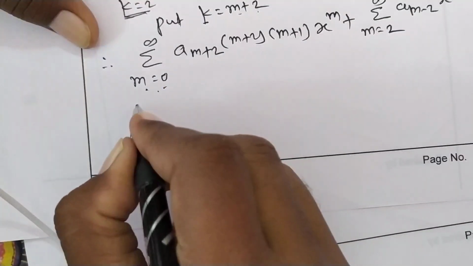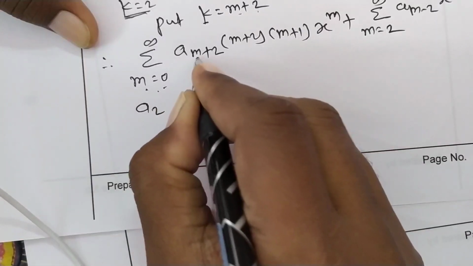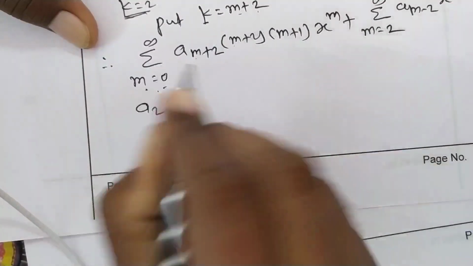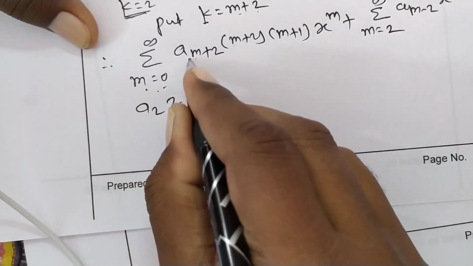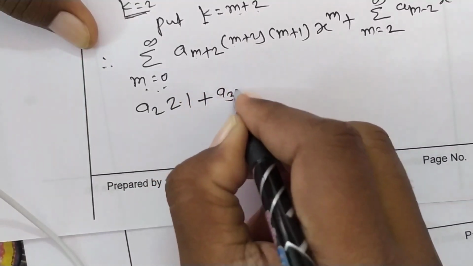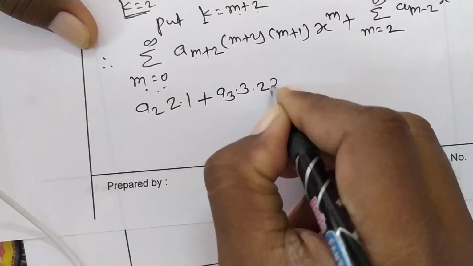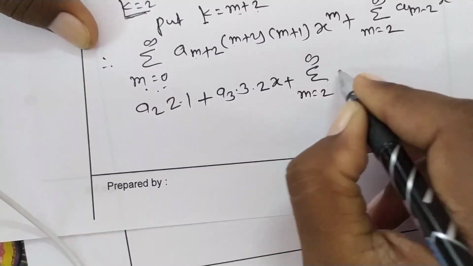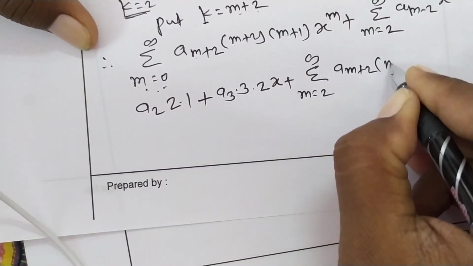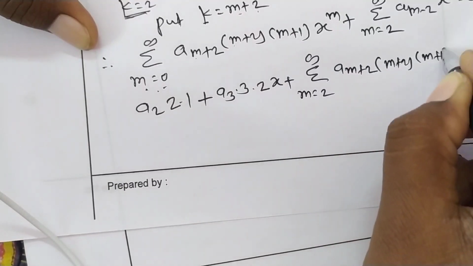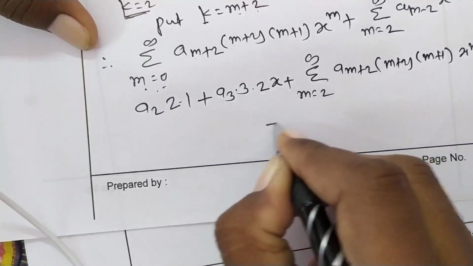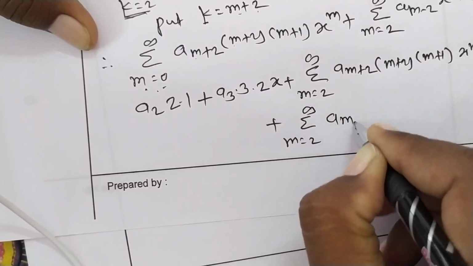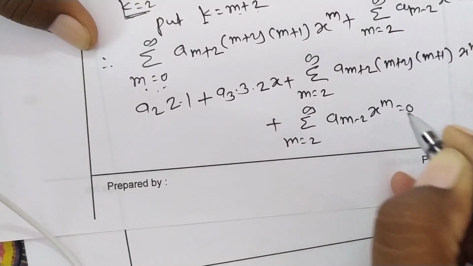So for m equal to 0, this can be written as a2, means a0 plus 2, that is a2, here 0, that is 2 into 1, and x to the power 0 is 1, plus for m equal to 1, this is a3, 1 plus 2 is 3, and 1 plus 2 is 2 into x, and plus summation for m equal to 2 to infinity, write this as it is am plus 2 m plus 2 into m plus 1 x to the power m, and plus second series write as it is summation of m varies from 2 to infinity am minus 2 x to the power m equal to 0.